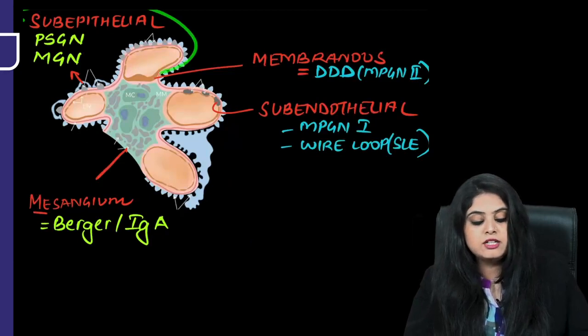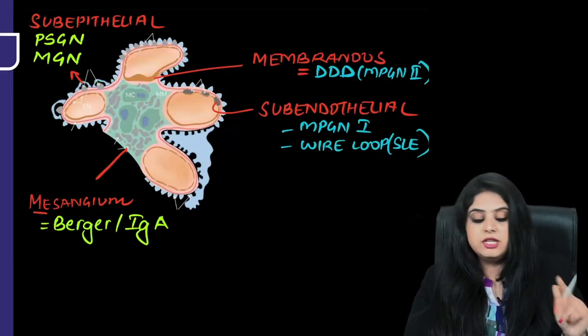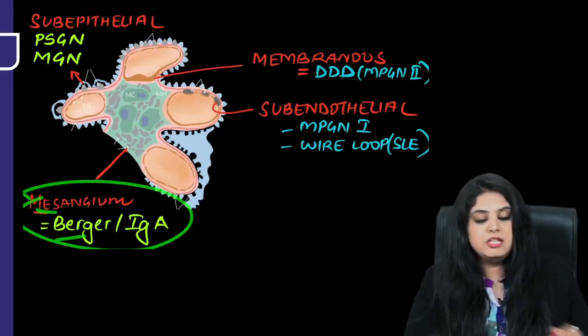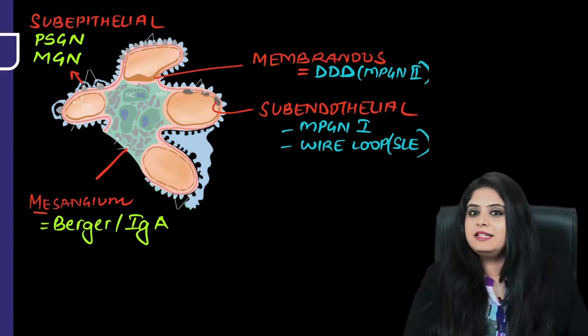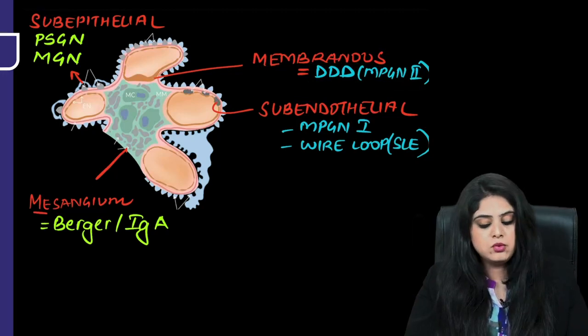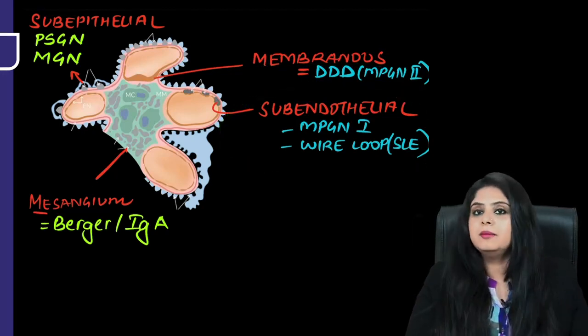First you will say who will touch the feet? PSGN and MGN. Then who will go in the mesangium, in between? Berger's. Who will go in the membrane? Of course, that dense membrane, dense deposit disease, MPGN type 2, and whatever is left goes in subendothelial.